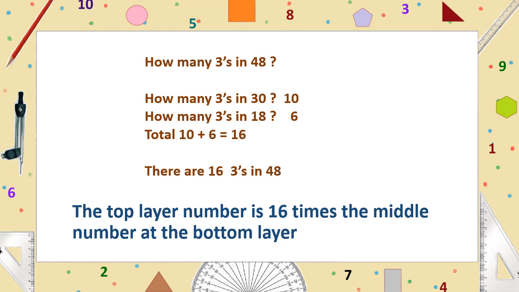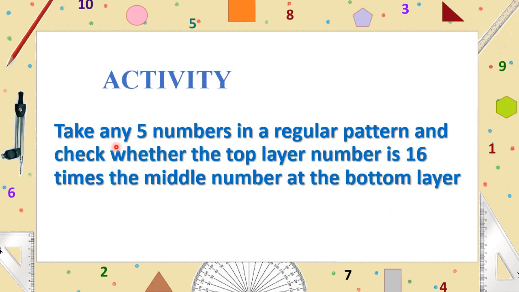So you have an activity. You have to take any other 5 numbers, but you should be careful that the 5 numbers are in a regular pattern. And you have to check whether the top layer number is 16 times the middle number at the bottom layer. This is an activity for you.